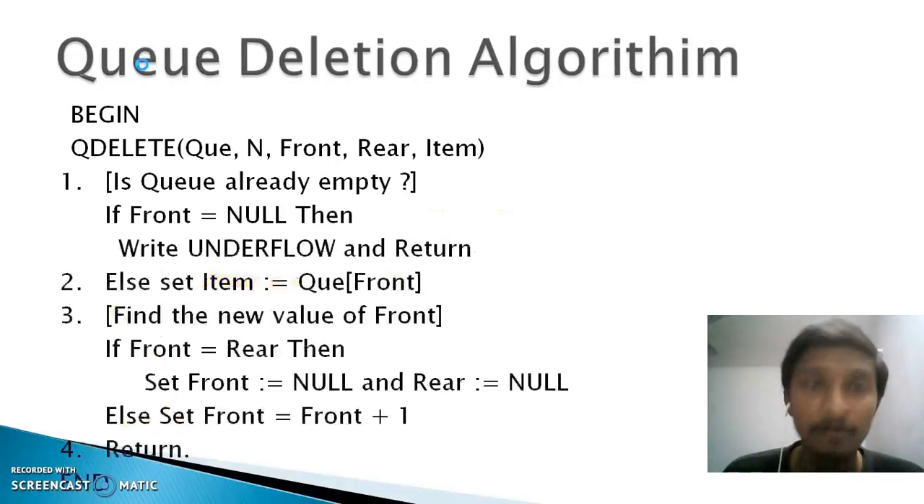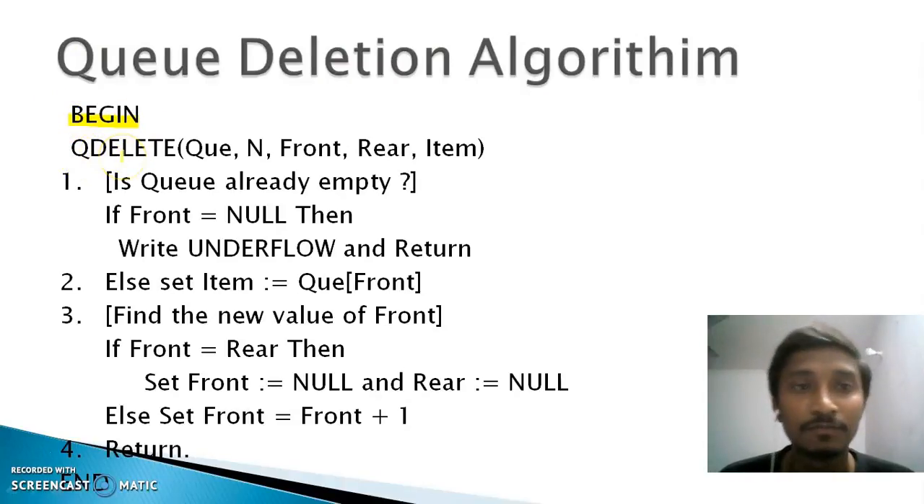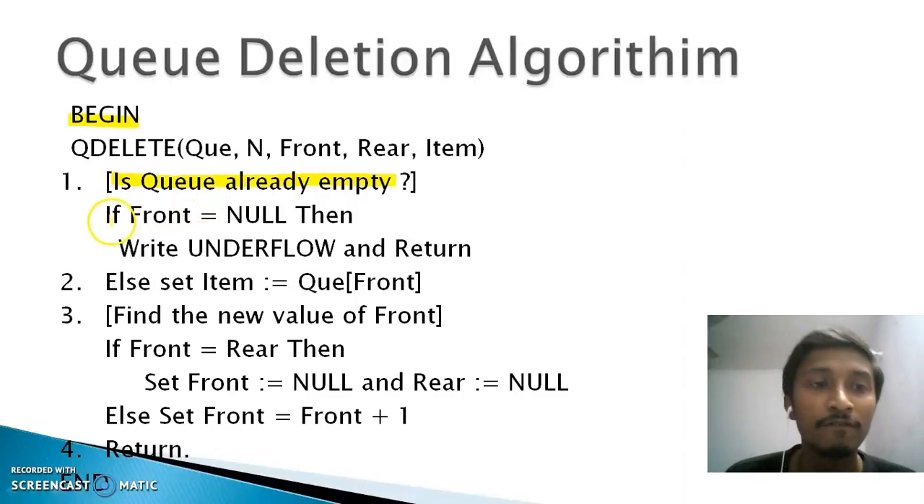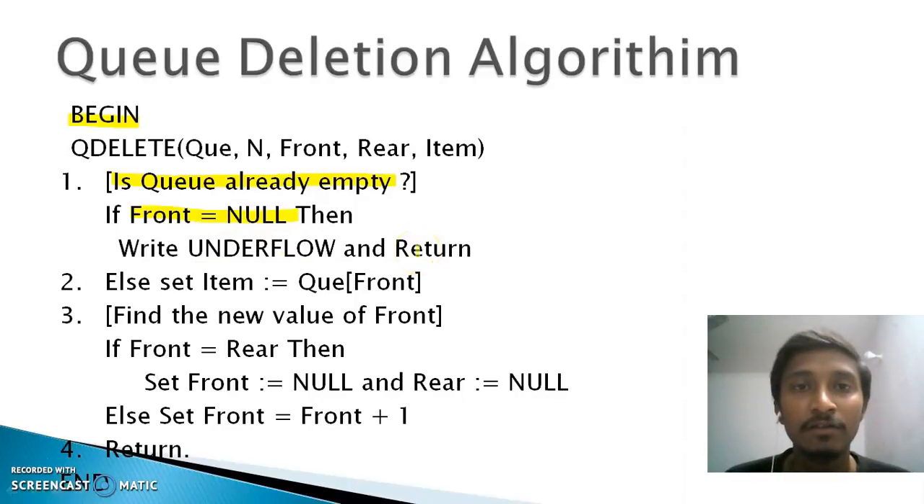Then second is the queue deletion algorithm. If we want to delete any element from the queue, then what do we do? We begin the same. Queue delete, same 5 parameters: queue, number, size of the queue, front, rear, and the item which we want to delete. Is the queue already empty? The condition is there is no element in the queue. If front is equal to null, then write underflow and return. If there is no element in the queue, then front will always be equal to null. So write underflow and return.